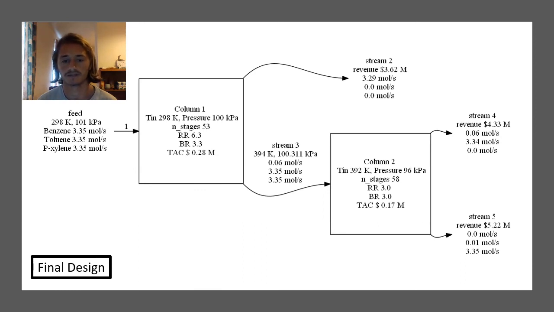With the final design using only 2 columns to produce 3 revenue streams, which has a much higher revenue and lower TAC than the previous designs that I tried. Interestingly enough, I compared this design to the example given on the ChemSep page, and they had a very similar result for the total revenue minus the total annual cost of the columns.